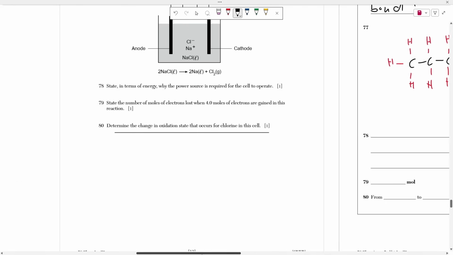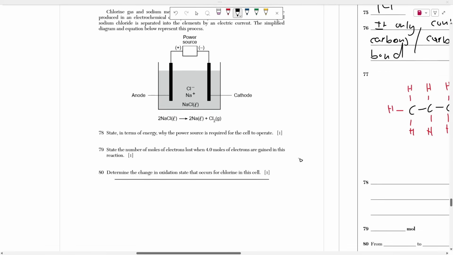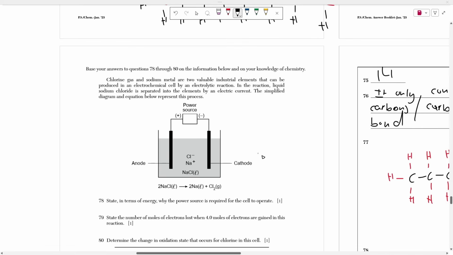Right, moving on to number 78, it asks, state in terms of energy why the power source is required for the cell to operate. Okay, so this is our cell right here. It says that chlorine gas and sodium metal are two valuable industrial elements that can be processed in an electrochemical cell by an electrolytic reaction. In the reaction, liquid sodium chloride is separated into two elements by an electric current. The simplified diagram and equation represents this process.